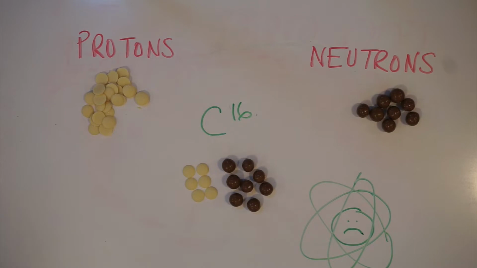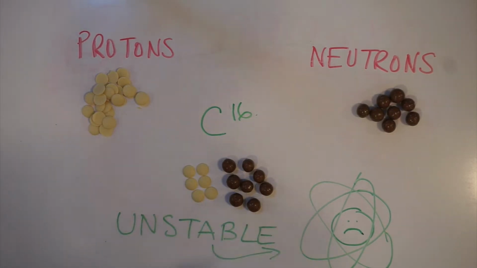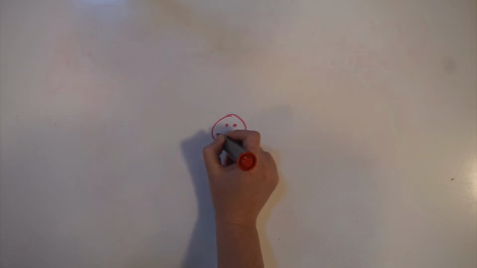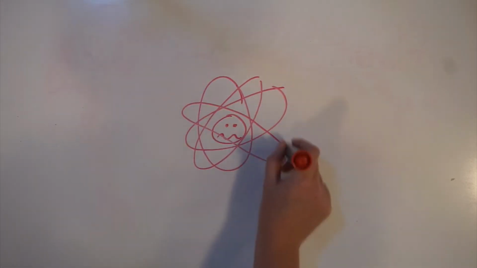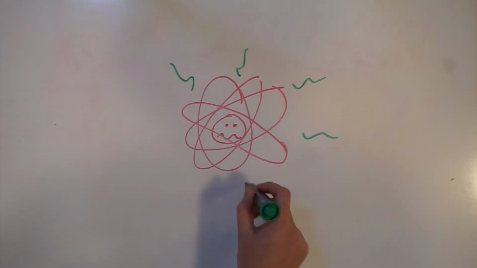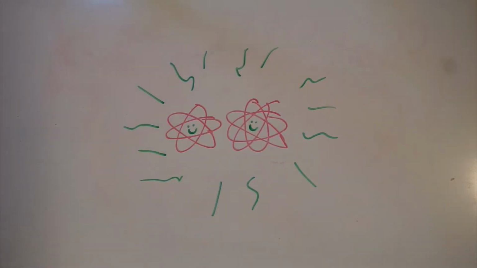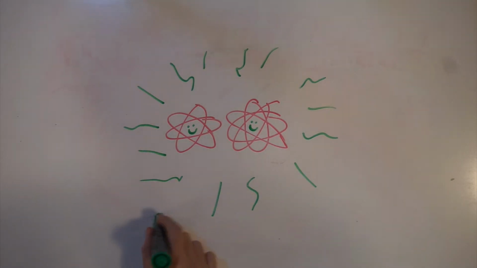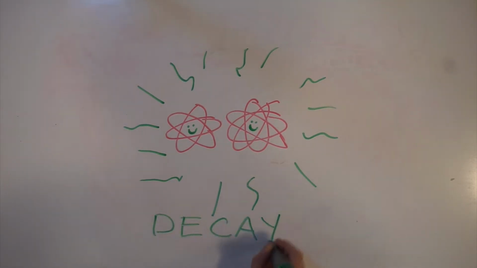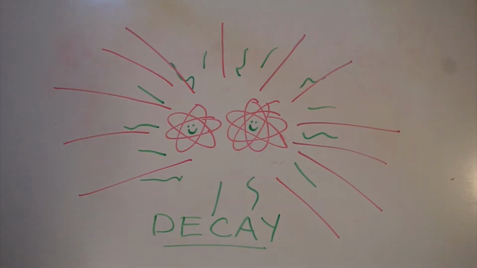Because he's got too many neutrons, or if he was a different isotope with too few, that makes him extra stressed and an unstable nucleus. When an atom has an unstable nucleus, it's desperate to get back to normal, and spontaneously it pops and bursts into separate nuclei that are nice and stable. This pop is called decay. And when it happens, the atom shoots out a burst of energy.